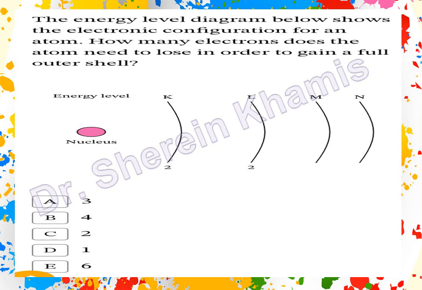I don't need the electrons in the L level, so we will lose the electrons from the L level, and we have the first energy level K filled with 2 electrons. So we lose from L 2 electrons, and we only have energy level 1 filled completely with 2 electrons. So we lose 2 electrons. It's the right answer for this question.